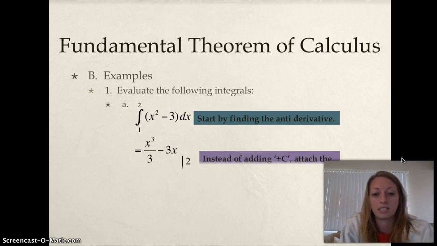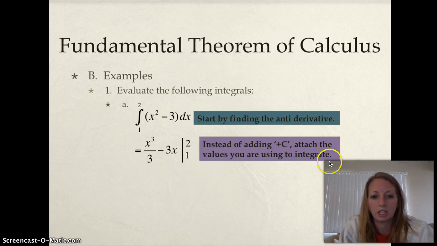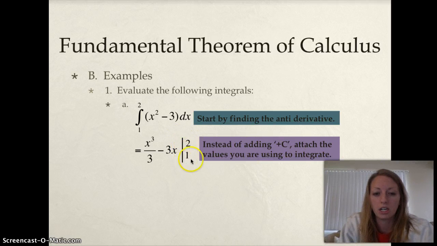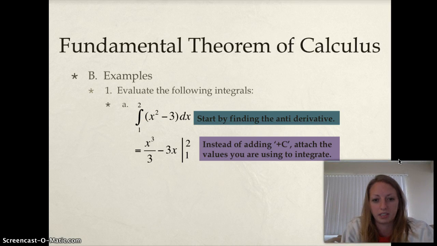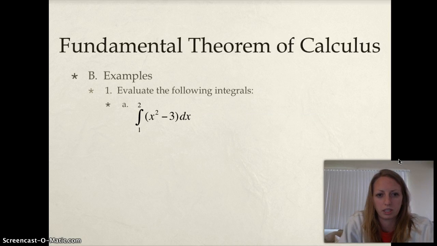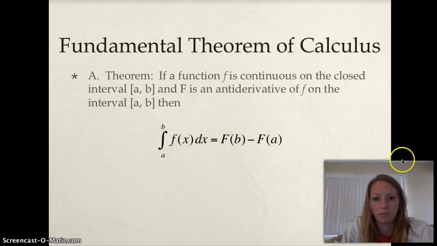Rather than a plus C, you are going to attach a straight bar and put the boundaries. These are our boundaries, 1 and 2, so we are going from 1 to 2. Remember, this was a, this was b. We are attaching our boundaries because we are going to get an exact number. If you recall, I'm going to go back really quickly, from here we take F of b minus F of a.